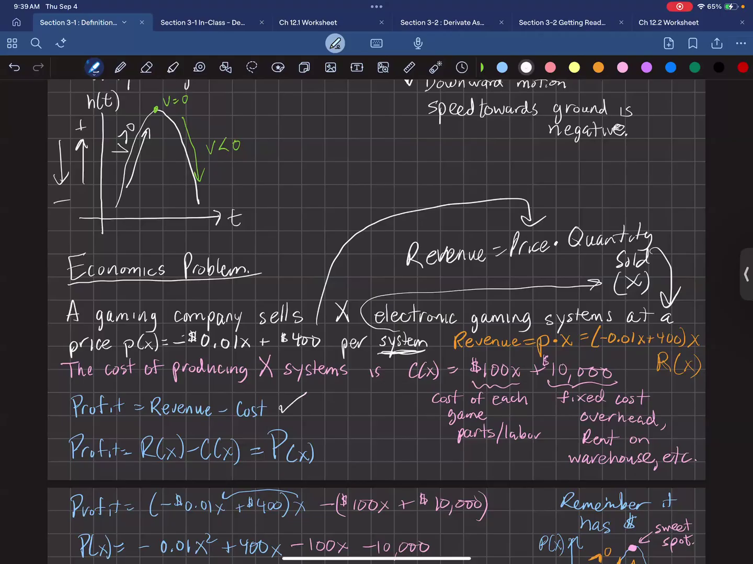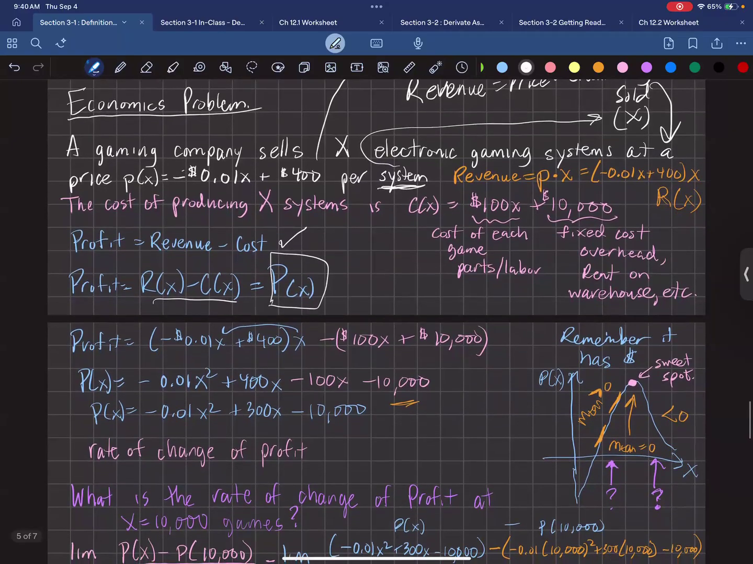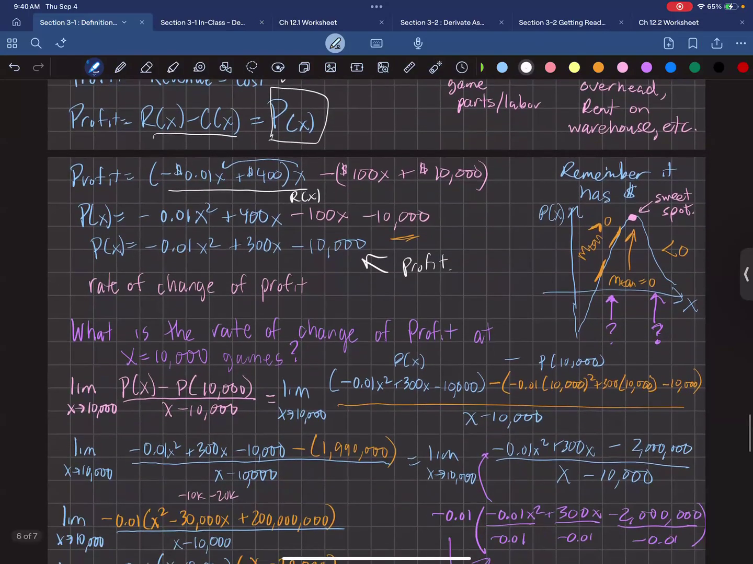So we will do R of x minus C of x to get a big P of x. Here, this was a little p of x up above. So if we write out what this was, my p of x times x, that's the R of x. If I distribute the x and combine it, I get my profit function to look like this. And so what we're going to check is the rate of change of profit. What is the rate of change of profit if they make 10,000 games?